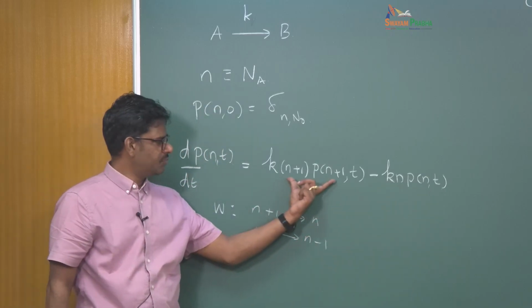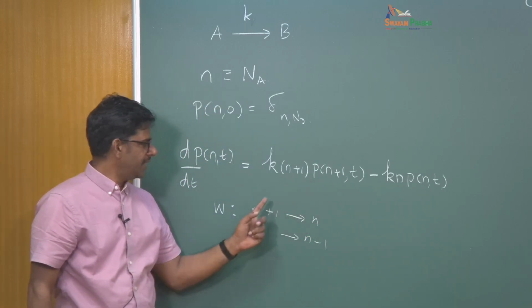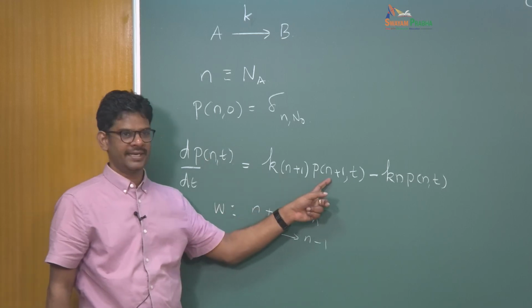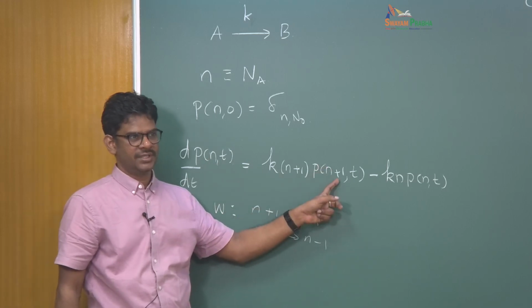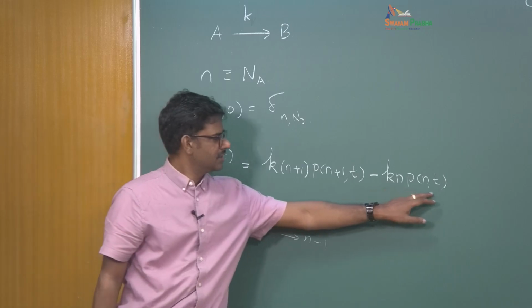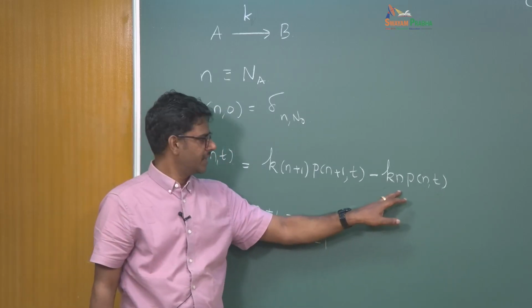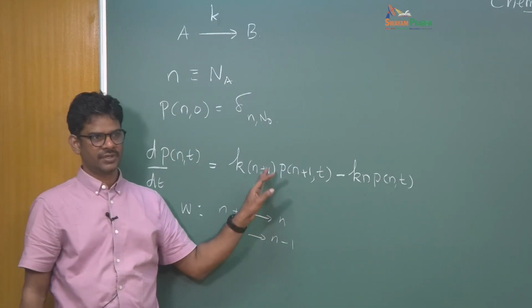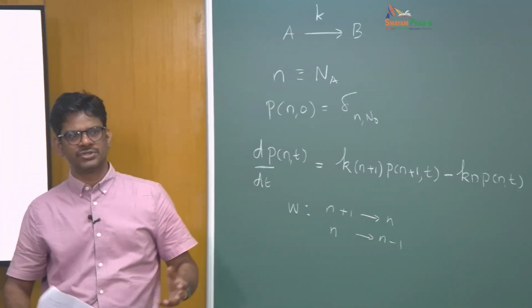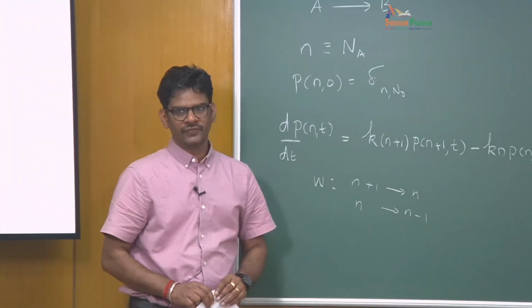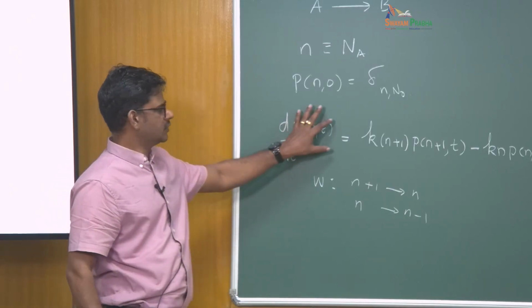This particular part tells you the rate of generation of Pn due to a reaction at state n plus 1 giving n, and this is a loss of probability for a reaction that happens through this mechanism. So we have included this. This is probably the simplest thing you can think of. Then we want to solve this problem.